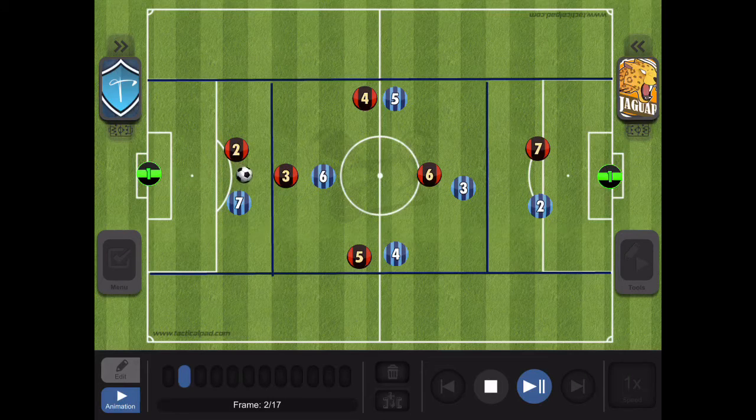So I will start by briefly discussing the design of the session. There are 2 teams of 6, 3 zones, a central zone with 4 midfielders in a diamond shape, and 2 attacking areas with 1 attacker against 1 defender.